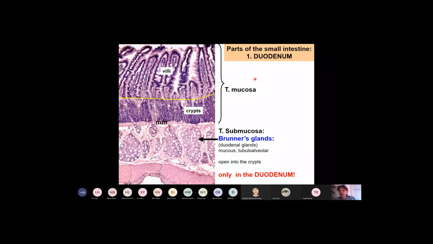Okay, so these were the general features of the small intestine, so the villi, the crypts, and the surface epithelium. But how can we distinguish between the three parts of the small intestine, between duodenum, jejunum, and ileum? Here you can see it in the following slides. You have to check the submucosa always. If you can see glands in the submucosa, that will be the duodenum. And these glands are called Brunner's glands.